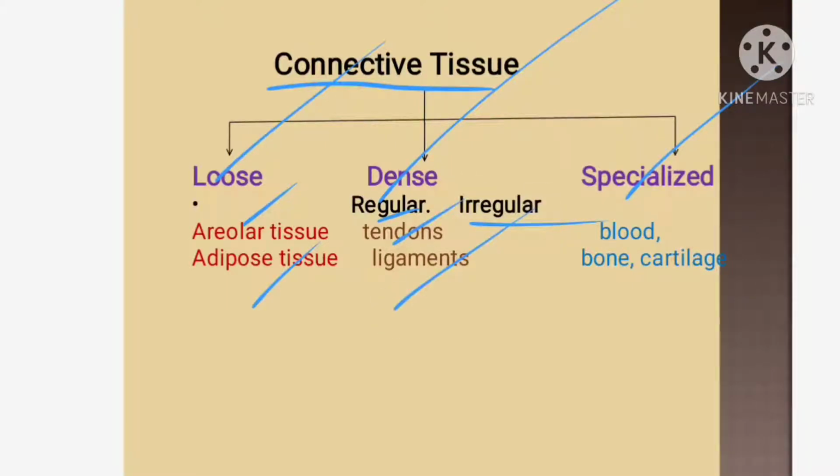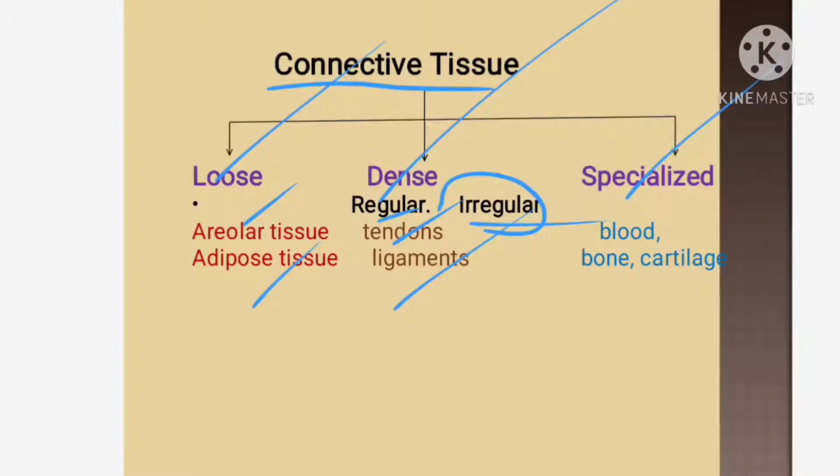Okay. So connective tissue is divided into three types. Under loose, what all is falling? You have areolar connective tissue and adipose tissue. Dense is again divided into two, regular and irregular. And regular is of two types: tendons and ligaments. Specialized connective tissues are of different types. Blood is a specialized connective tissue, bone is a specialized connective tissue, cartilage is a specialized connective tissue, and lymph can also be added. So these are the different types of connective tissue.